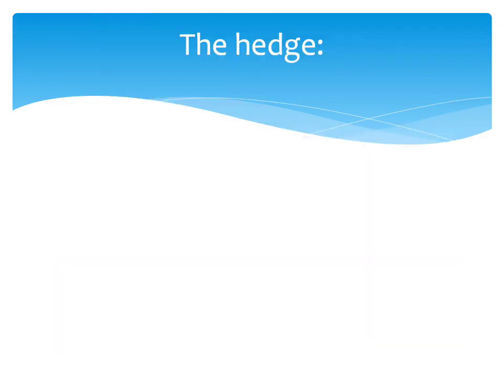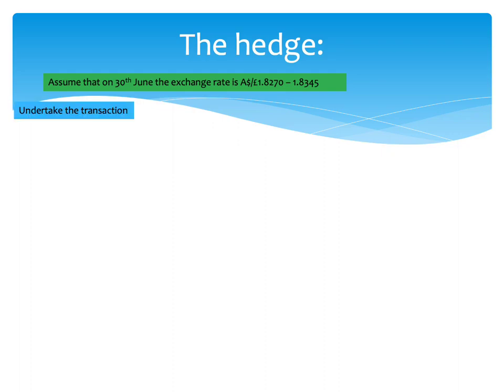So now we've gathered all that useful information together, what we're going to do is have a look at how the calculation then works. So how would this hedge work for our 2.9 million Australian dollar receipt on the 30th of June? And in this case, we're assuming, as the question asked, that on the 30th of June, the exchange rate is 1.8270 to 1.8345. So bearing that in mind, let's undertake the transaction.